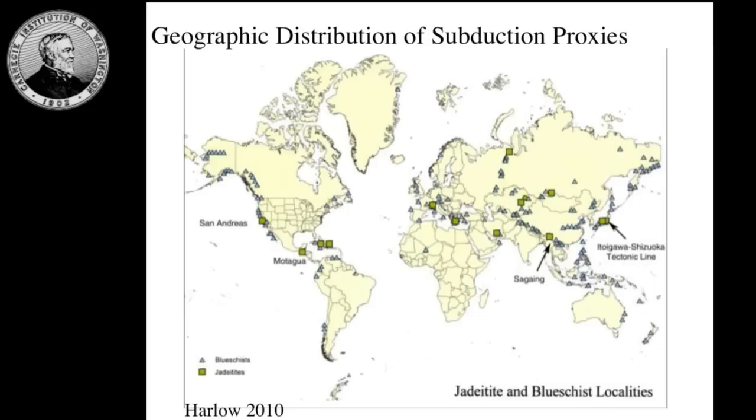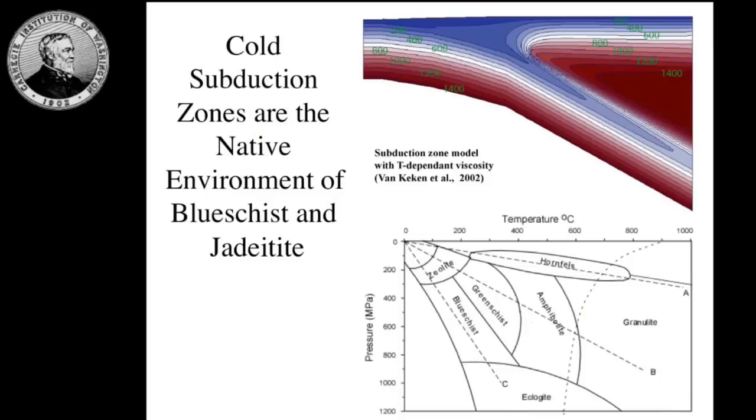And the neat thing about these two proxies is, on the one hand, the only people that care about the blue schists are the academics and the researchers. The people that are interested in jadeites tend to be people in the gem industry. They're just looking for more material that they can use, sell, or whatever. So these two different communities have different approaches, but they come up with the same basic answer. That's where the old subduction zones were.